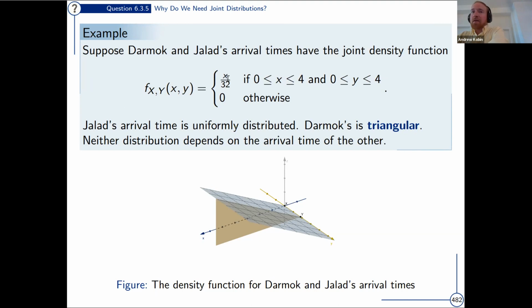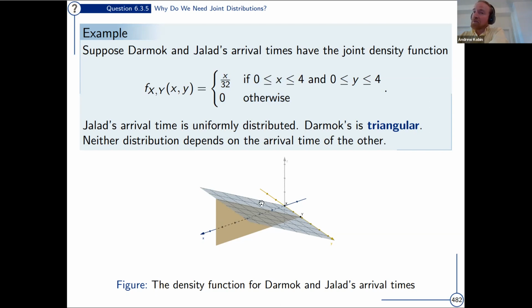What does this say in words? Well, Jalad, whose arrival time is represented by the y variable, has a solo or marginal density function for his arrival time given by the constant function 1. This actually means that as a single random variable, Jalad's arrival time is uniformly distributed. A constant density function corresponds to a uniform random variable. On the other hand, Dharmik's arrival time is triangular. If you draw this region and draw this density function as the height over that region, you'll see a triangular looking shape, and more specifically, the cross sections of these shapes, used to compute the marginal density function for x for Dharmik's arrival times, are triangular cross sections.